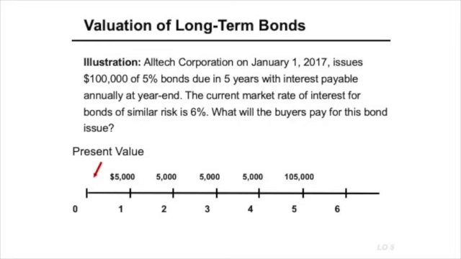And then at the end of the period, we're going to pay $100,000, which is our lump sum. We're going to pay back the $100,000, and we're also going to make our last interest payment of 5%. So our series of cash flows is $5,000 every year, and then the last year, we have the $5,000 plus the $100,000, so $105,000.